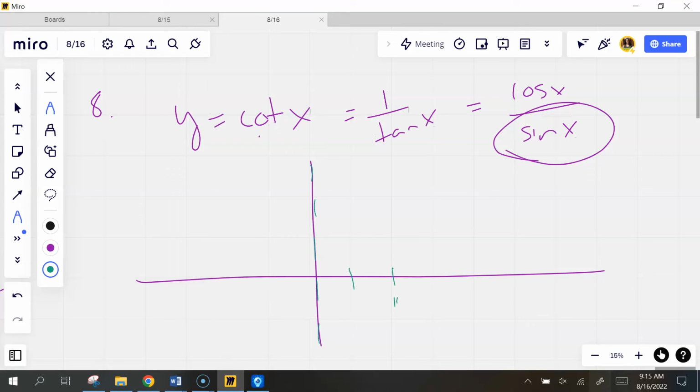At pi, at 2 pi. So in fact, this function has infinite discontinuities. Infinite discontinuities at x equals, how do I say it? k pi, every k pi where k is an integer.